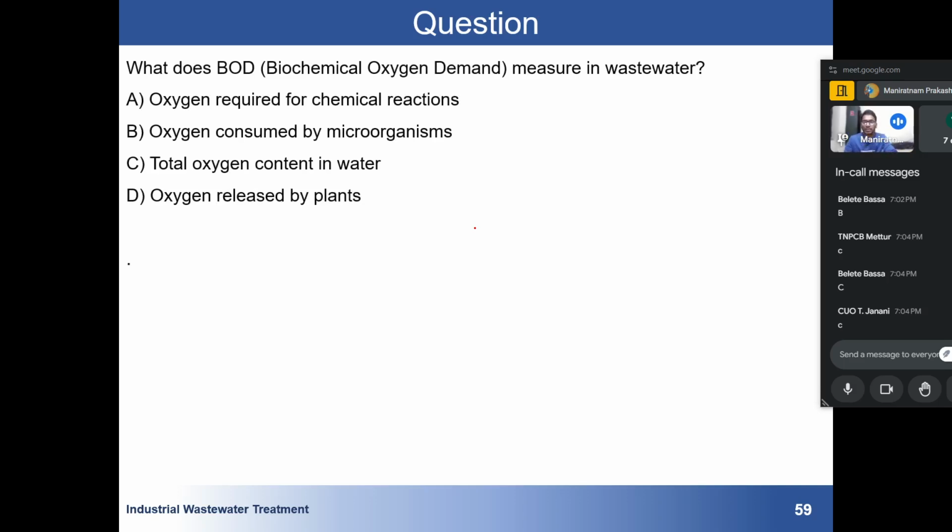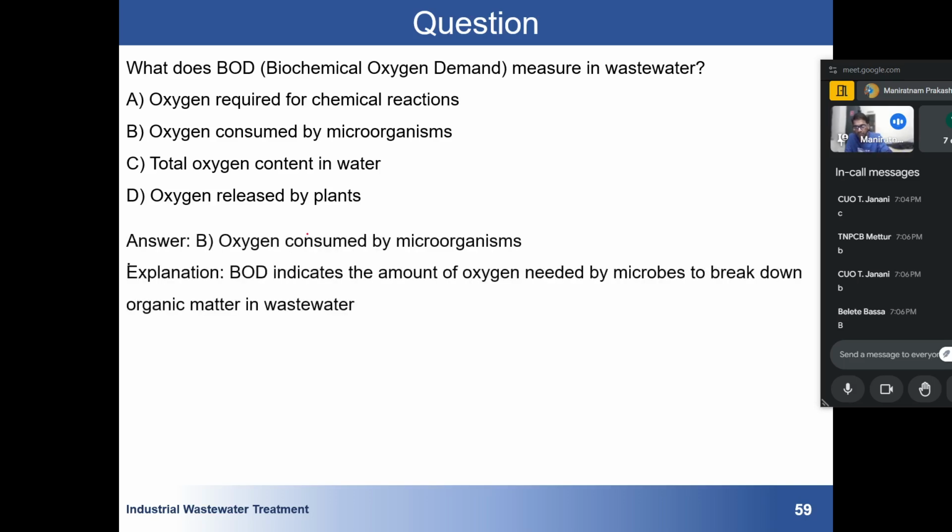What does BOD, that is biochemical oxygen demand, measure in wastewater? A very basic question, and it's not related to industrial, it's related to everything. Oxygen required for chemical reaction, or oxygen required for microorganism. Total oxygen contained in the water. Oxygen released by plant. B. Yes, the correct answer is B. Oxygen consumed by microbes. BOD indicates the amount of oxygen needed by microbes to break down organic matter in wastewater. B is the correct answer.